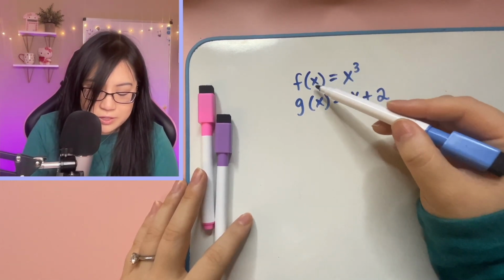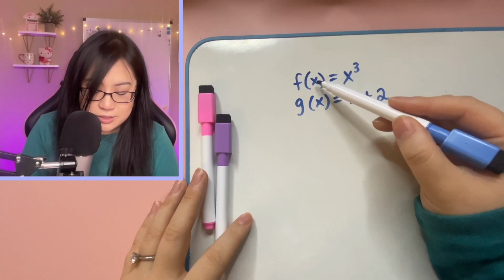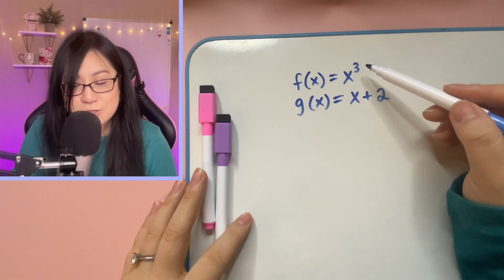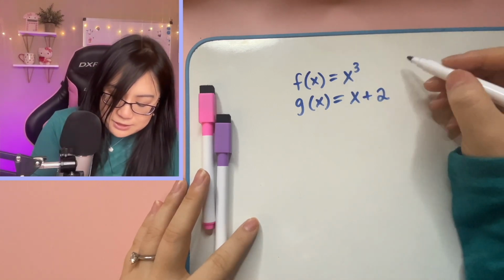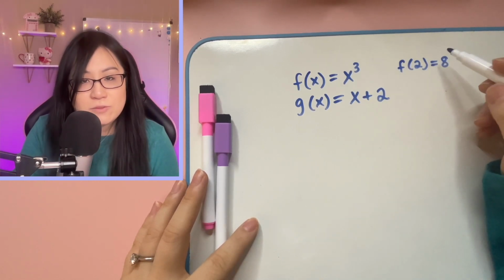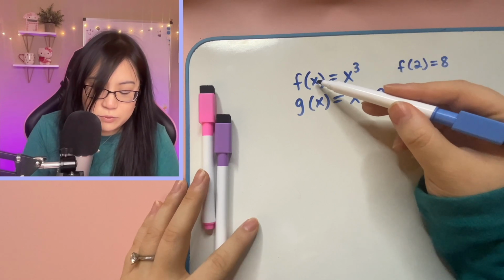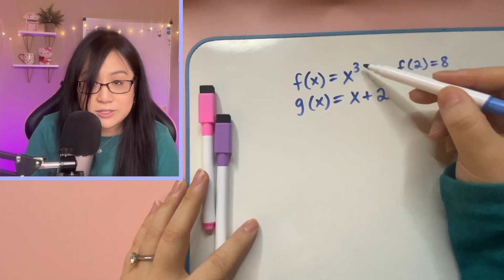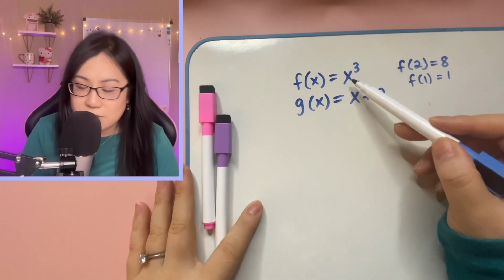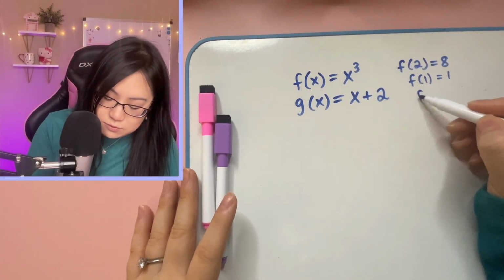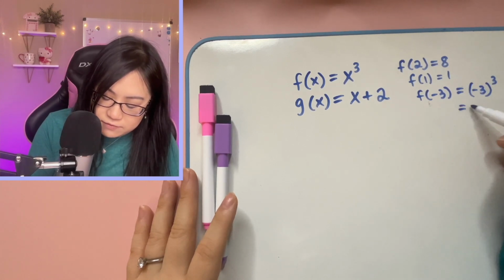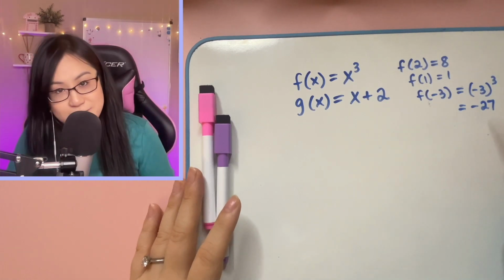Okay, so if I give you 2 as an input, then the output is 2 cubed, which is 2 times 2 times 2, which is 8. So you would say f of 2 equals 8. So an input of 2 gives me an output of 8. An input of 1 gives me an output of 1 cubed, which is 1. An input of negative 3 gives me an output of negative 3 in parentheses cubed, which is negative 27. So I hope that you get the idea.